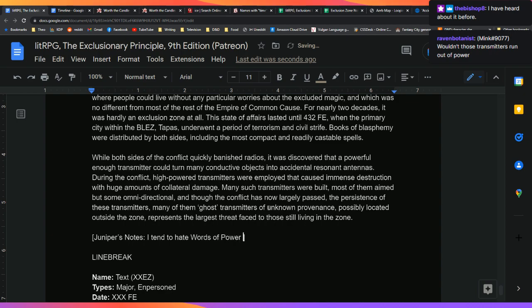Yes, transmitters would, in theory, run out of power. It depends on who's... So this happens in 423. That's like 90 years. You can't run on soul power for that long. I think the longest you can run on soul power is actually 3 years.